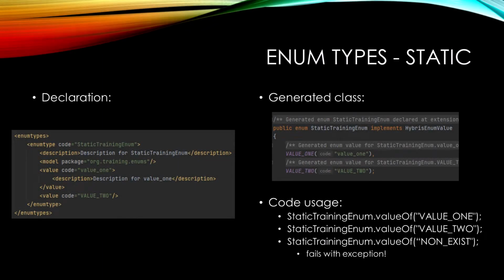There are two types of enums in Hybris. First type, static enums. They are having options defined in items.xml, generating enum class with such options, and fail with exception when you use value of with something else.